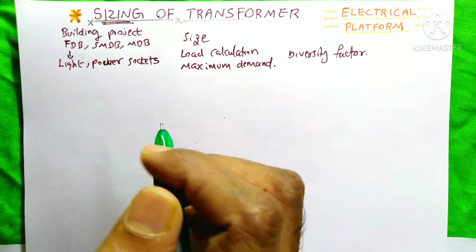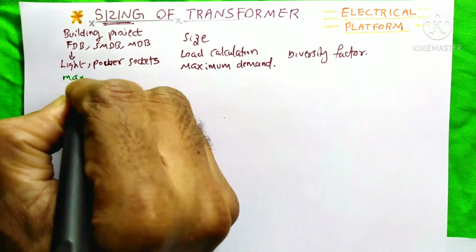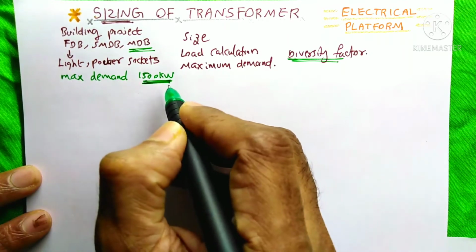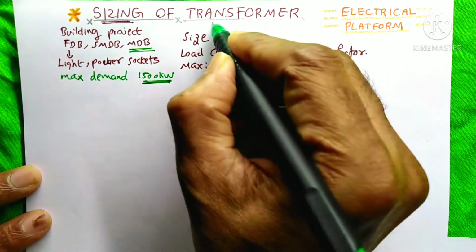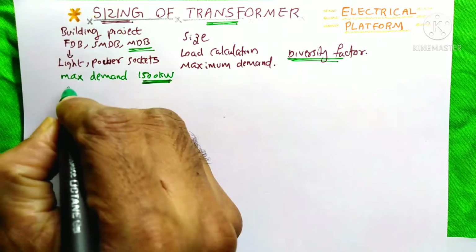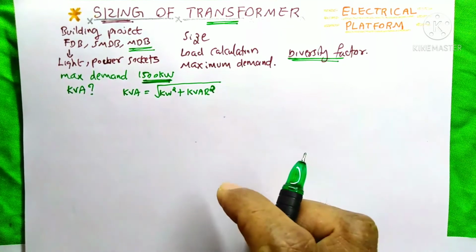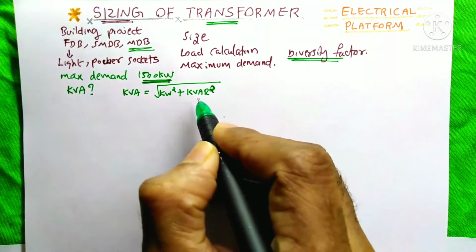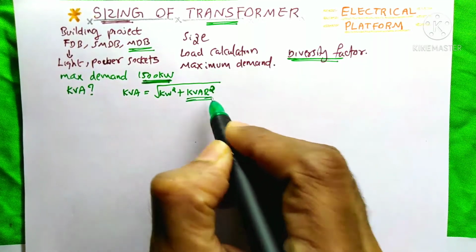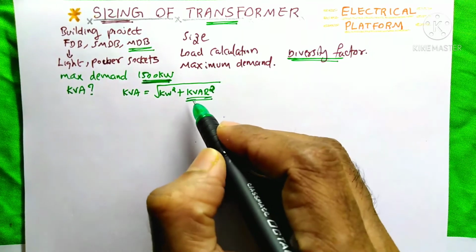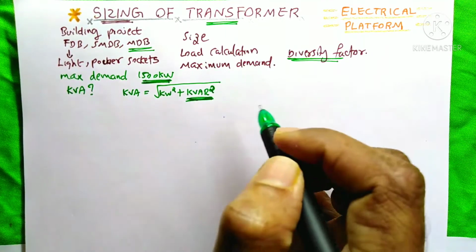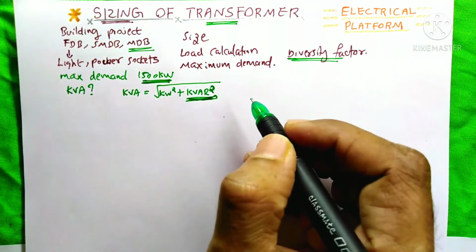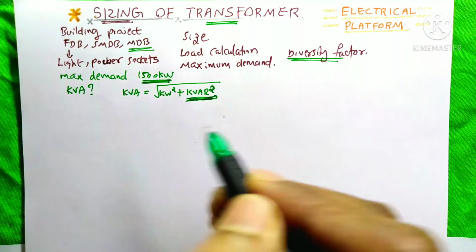Imagine in this building project your maximum demand is 1500 kilowatt. For this maximum demand we need to size our transformer. The transformer sizing is in kVA. To find the kVA, we use this equation: kVA equals root of kW squared plus kVAR squared, where kVAR is the reactive power. You may wonder why we use this kVAR here: it is used for the power factor correction of the different loads in our building project.